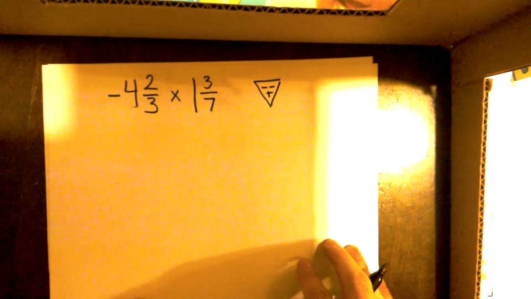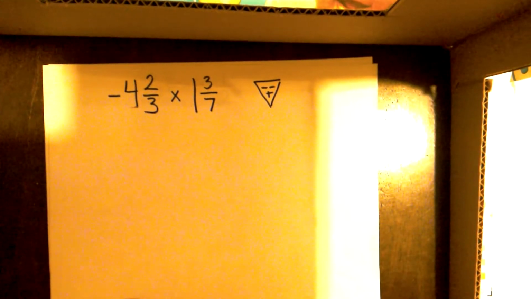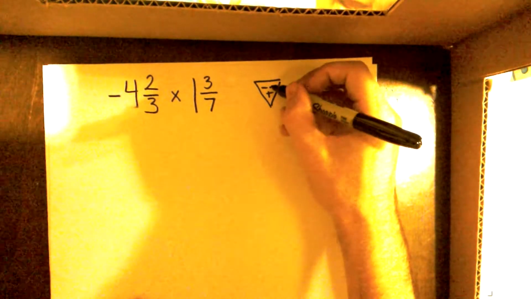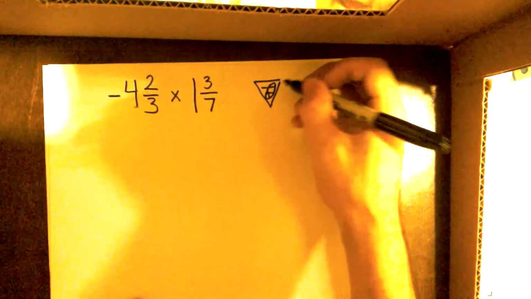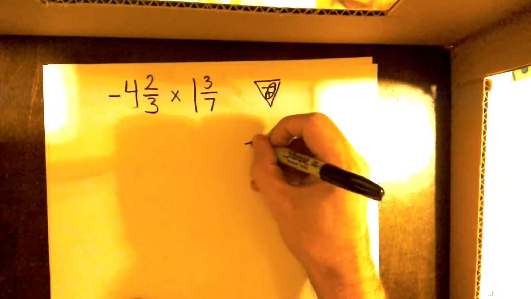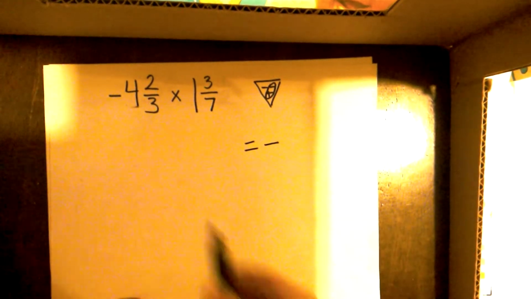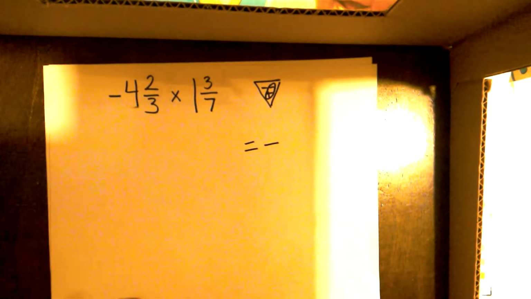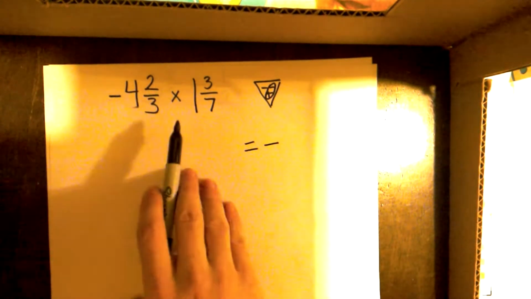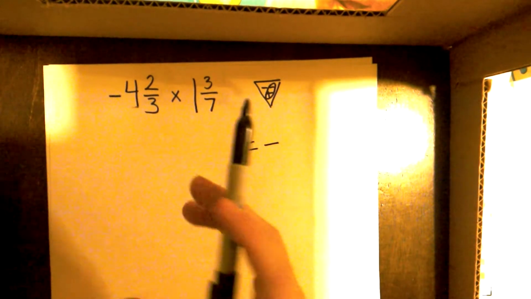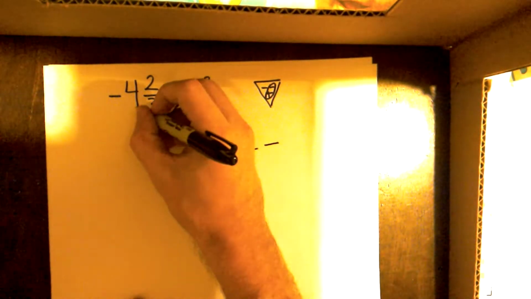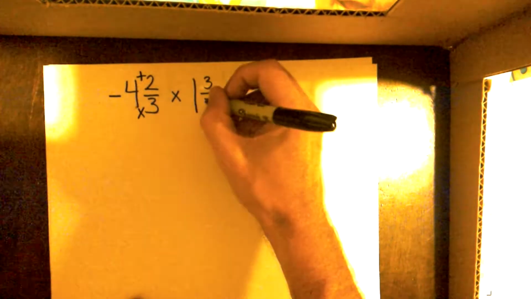Up next, we have negative 4 2/3 times 1 3/7. We have a positive times a negative, so my answer is going to be negative. We talked about in class today that we cannot multiply with mixed numbers. We need to change this into improper fractions. To do that, I'm going to use the Texas method.